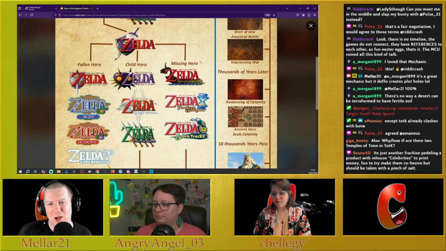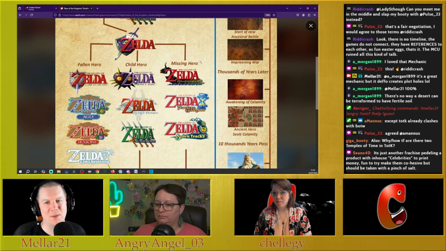I'm all right with the adult and the child timeline. The adult timeline, for some reason, on this is called the Missing Hero timeline. The Fallen Hero is the one that I've always had a problem with, but I can see what you mean as well. The only one that really happens, the one that you see at the end of Ocarina of Time, is the child timeline.